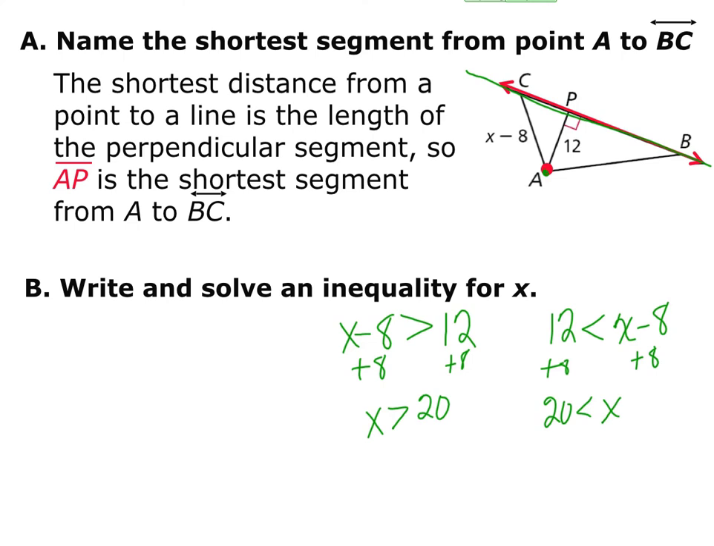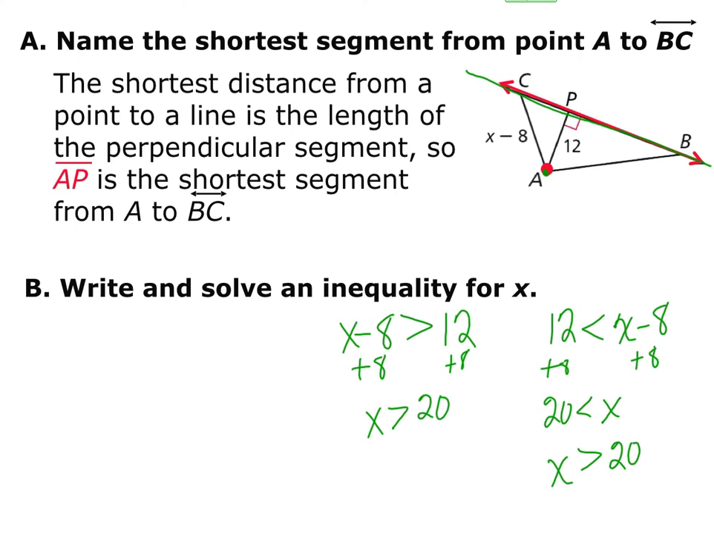Remember the rule about putting the variable on the left? Now when you put the variable on the left, the x still needs to be the big part. The 20 has to be the little part. So it would reverse to be x is greater than 20. Same solution, starting with a different inequality. That's the type of problem related to that definition.